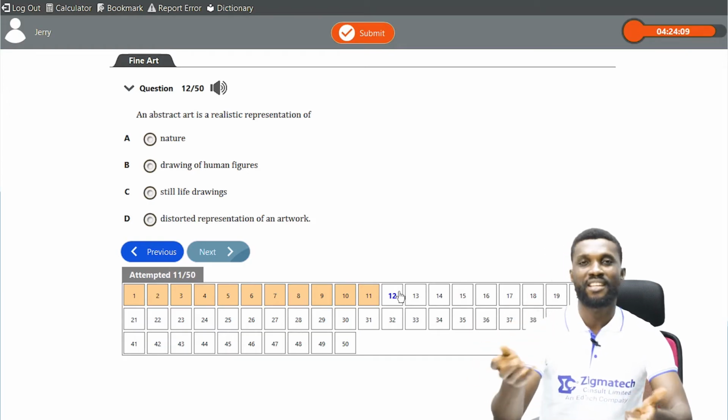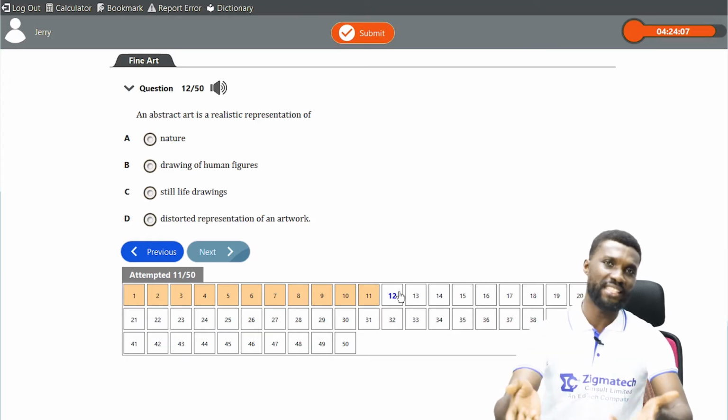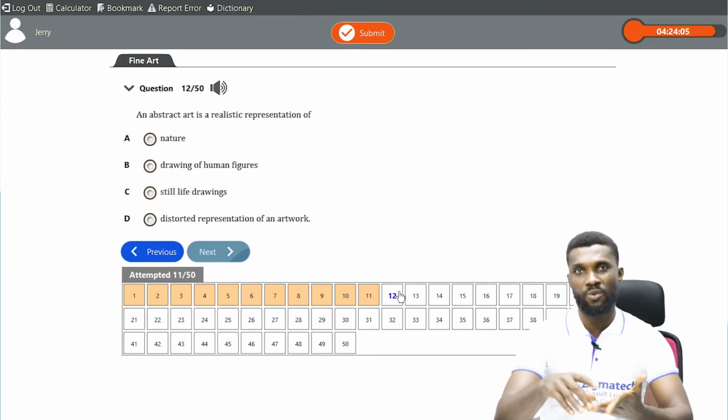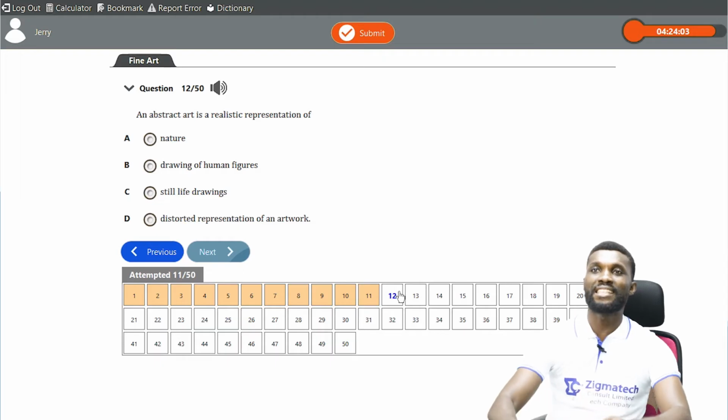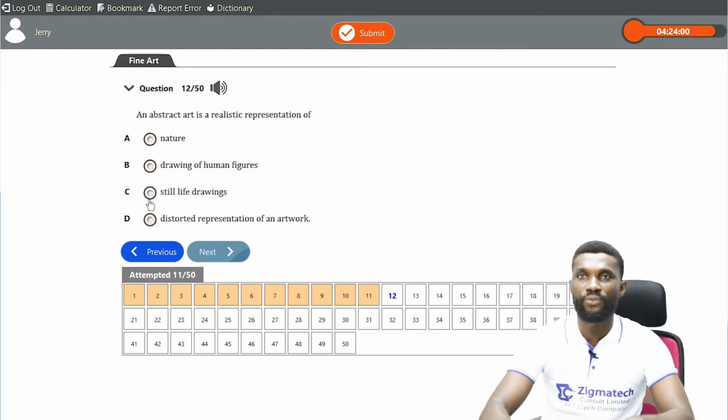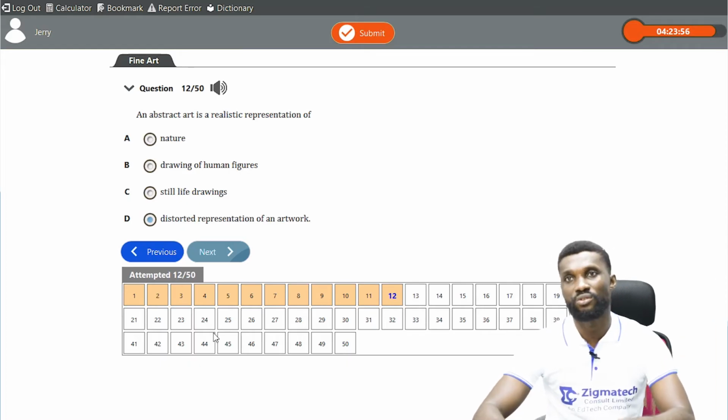So when you see questions like this, what they're asking you is to define abstract. And what is an abstract? It is just the drawing of a distorted image or the drawing of an irregular shape or form. Therefore, our answer for question 12 is D. So D is the answer for question 12.